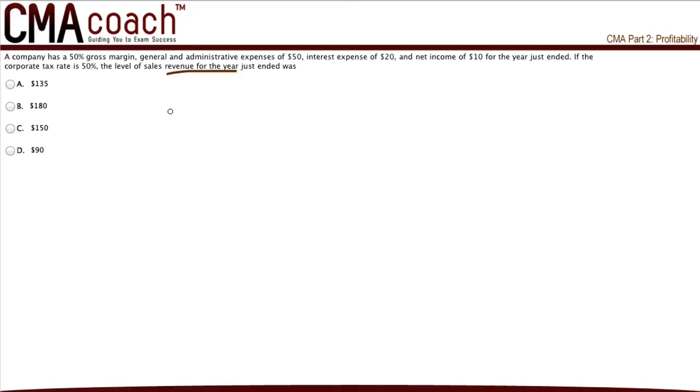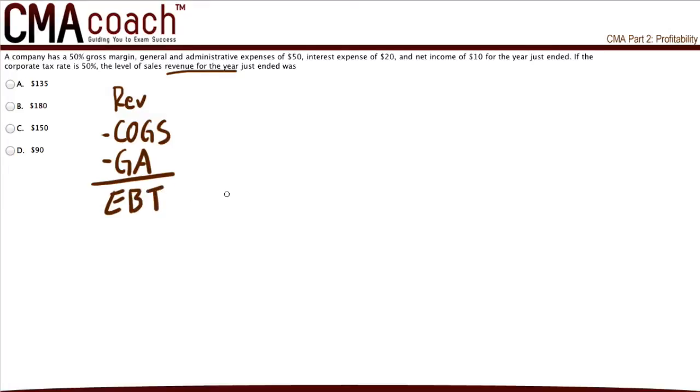Actually, let me backtrack a little bit. In order to calculate the total revenue, the best approach is to follow the profit and loss statement formula, which is revenue minus cost of goods sold equals your gross margin, minus your G&A expenses, which is your general administrative, and interest expenses, and that will give you your income before taxes. Okay, so we're just going to follow the profit and loss statement formula.